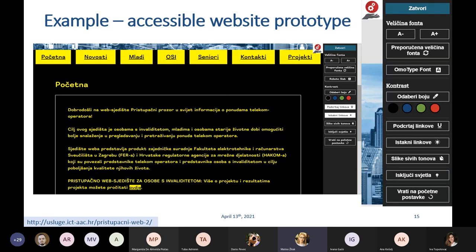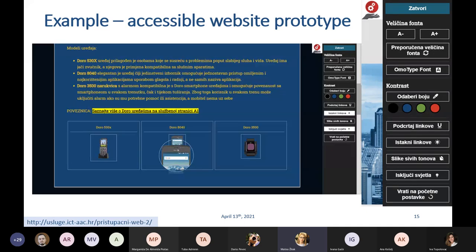On this screenshot, you can see how it looks when the options for underlining and highlighting the links and a high contrast background are selected. And this is another example with another combination of colors, also with the highlighted links. And also in the middle of the screenshot, you can see the magnifier. Okay, this is just an example of website accessibility.